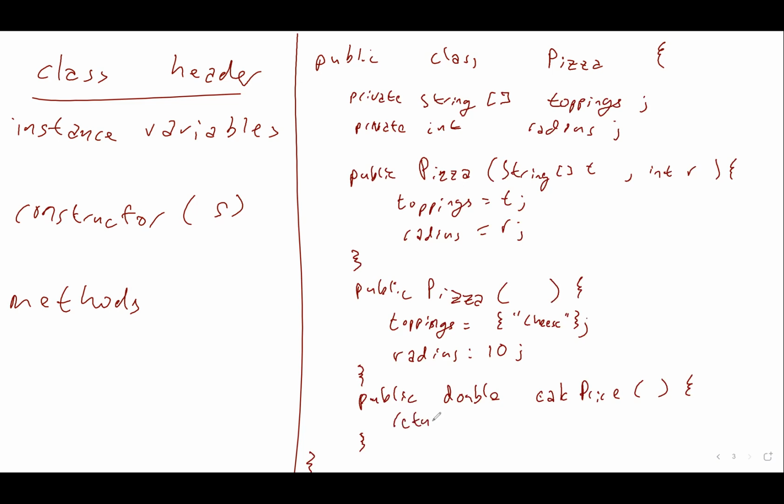So we're going to return a value. We're going to return our radius times, let's say 2.5. 2.5 times our radius plus the length of our toppings. So toppings dot length. And there we go. We are calculating some kind of a value based on our instance variables. We return how much this pizza costs. So that is how we can build a class.